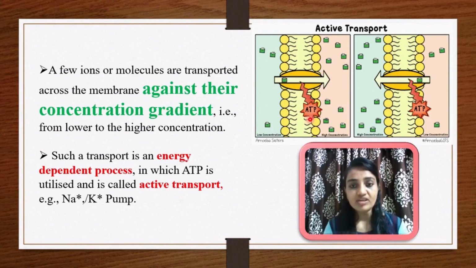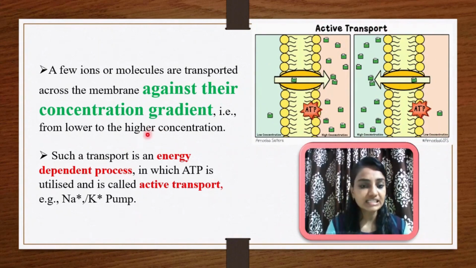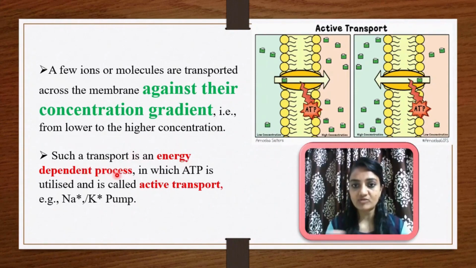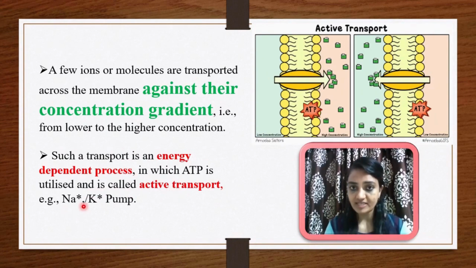So this is the definition: if transportation occurs with the help of energy utilization, that is considered as active transport. Here you can see the molecule is transported from lower concentration towards the higher concentration with the help of ATP. So this is called active transport. Such a transport is an energy dependent process because without energy this is not possible, in which ATP is utilized. An example of active transport is the sodium potassium pump.